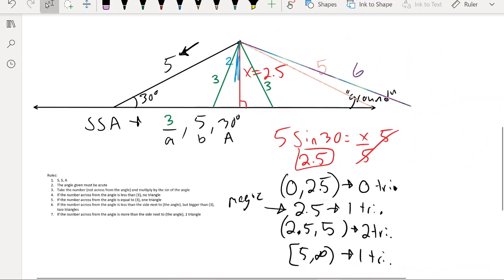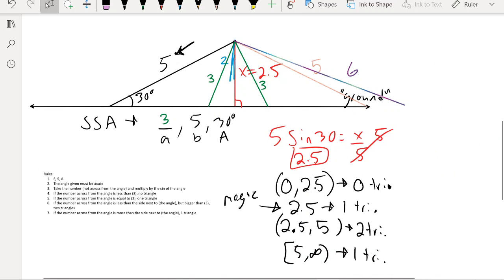That's the written form. But basically the main rules are: 1, it has to be side-side-angle. 2, the angle has to be acute. 3, if you do a simple trig ratio, then you get that magic number. So basically, if it's less than that, you have 0. If it's equal, it's 1. If it's more, it's 2, up to a certain point, because obviously if it's more than the other side, then you have only one triangle.